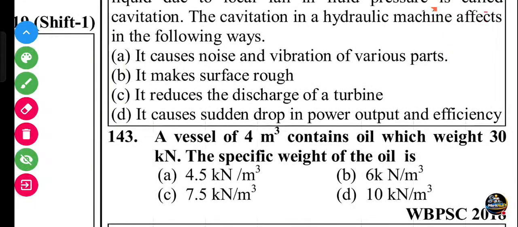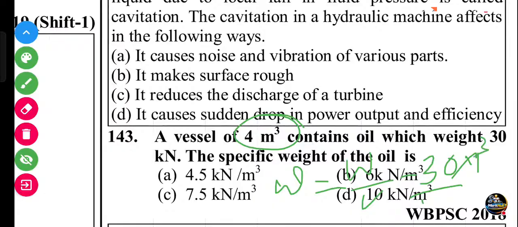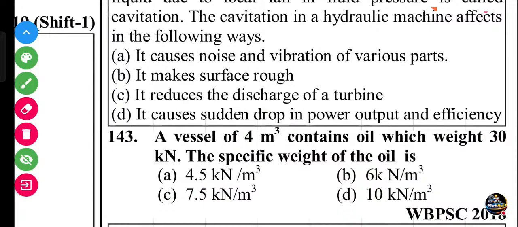In a vessel of 4 meter cube volume, it contains oil and the weight is 30 kilonewton. You know the specific weight is equal to weight per unit volume. So weight is 30 into 10 to the 3 per unit volume 4. That gives 7.5. C is the answer.